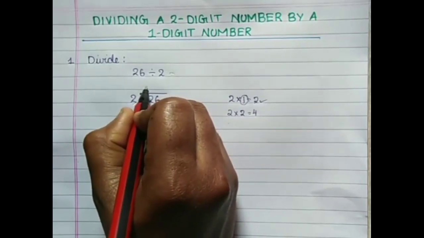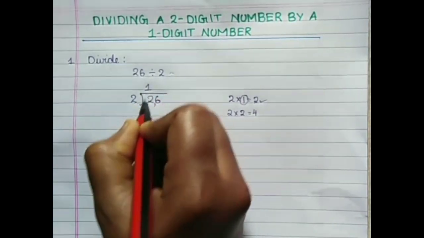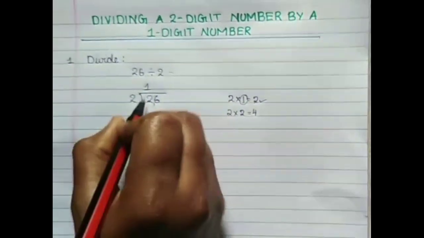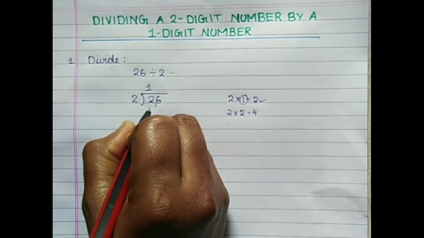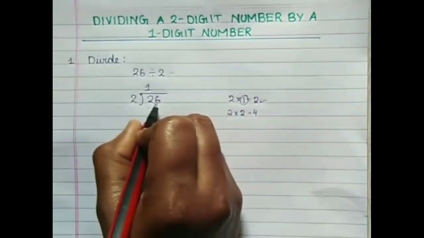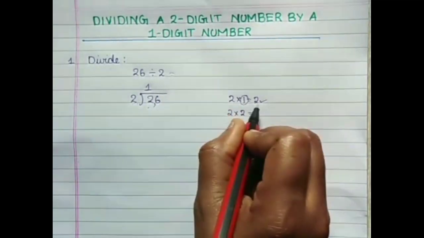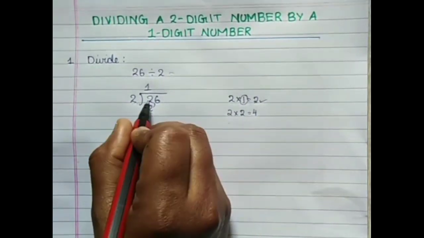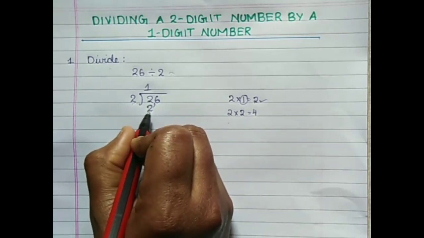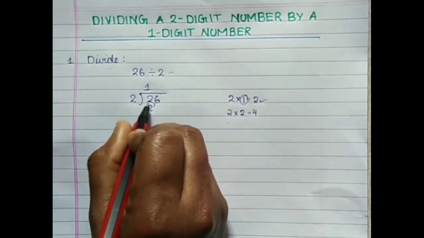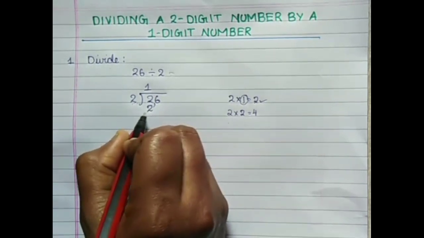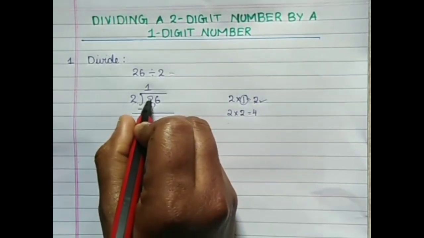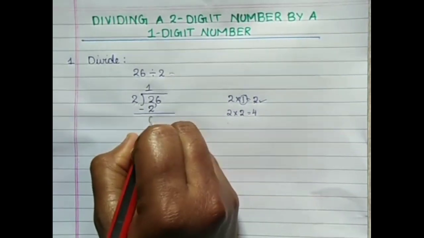So we should write this 1 above. And we have 2 1s are, yes, 2. And we should write this 2 below the number 2. Never write 2 below the number 6. Remember that you should write the number 2 below the number 2. So write 2. Then the next step is to subtract these numbers. That is the tens place. So subtract 2 minus 2. We know that 2 minus 2, the answer is 0.